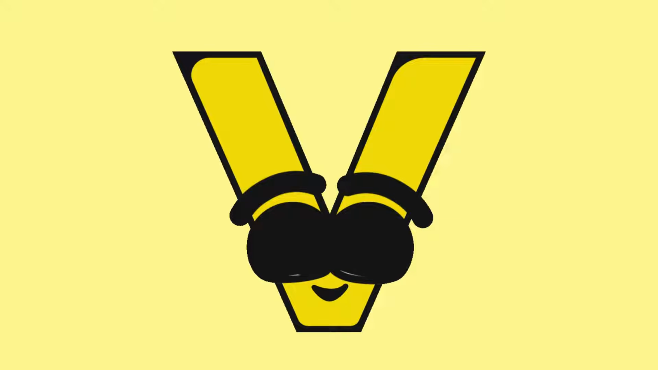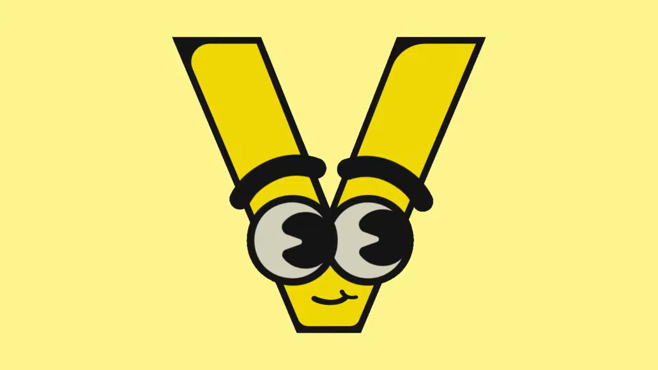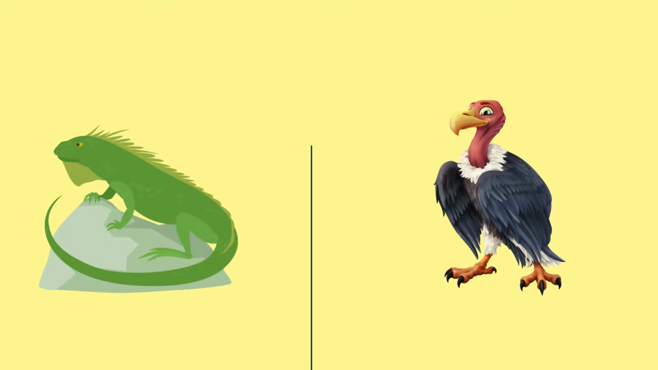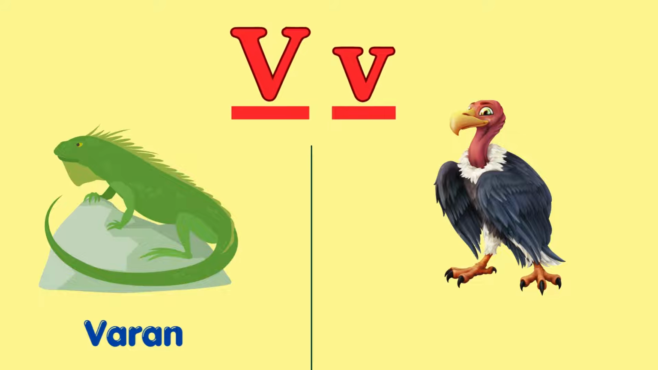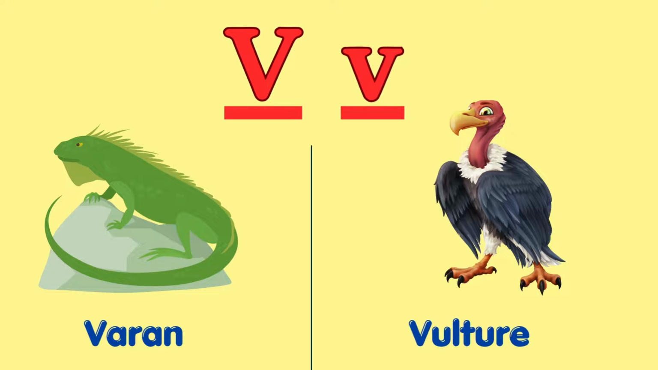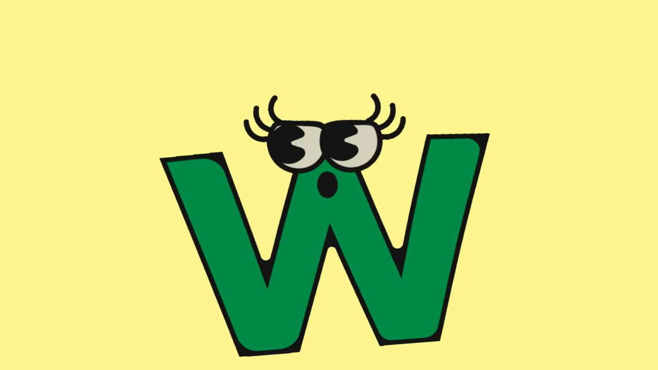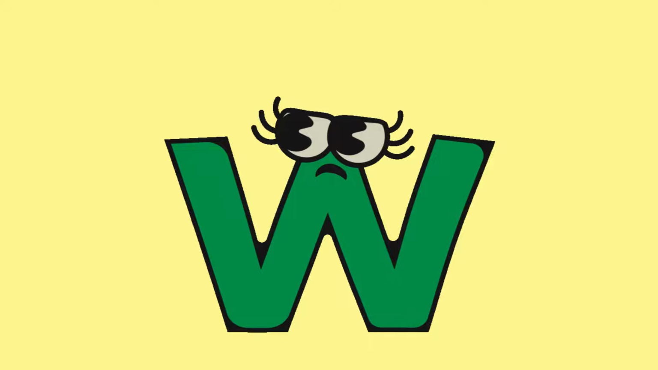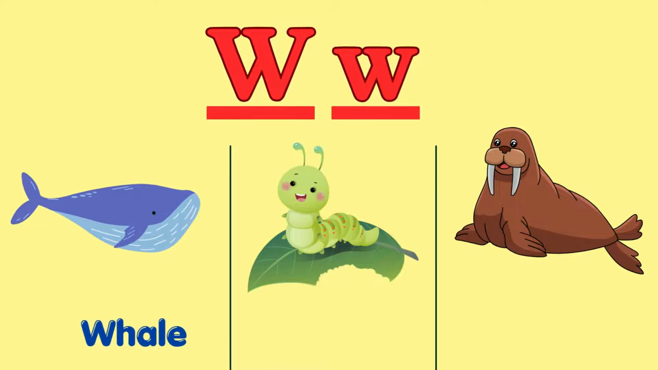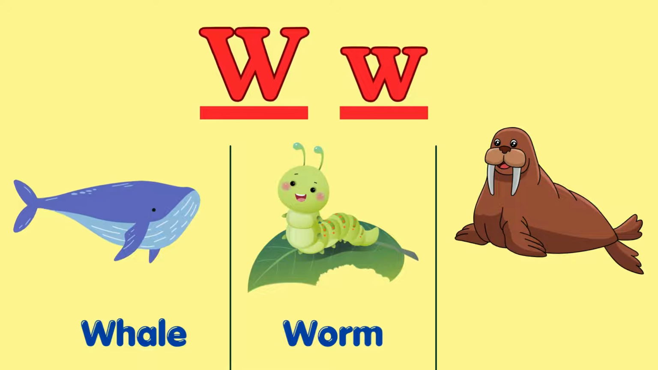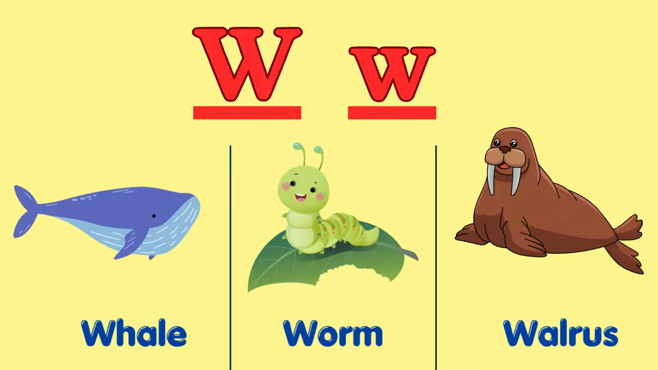Letter V. V is for varan, vulture. Letter W. W is for whale, worm, walrus.